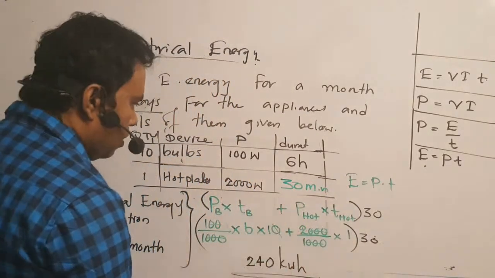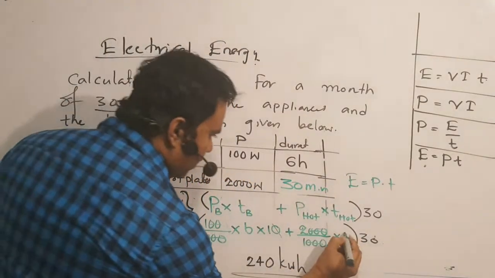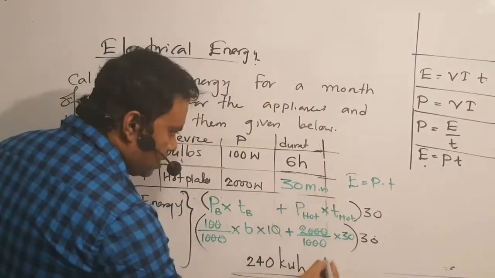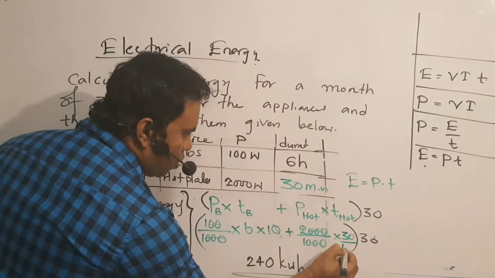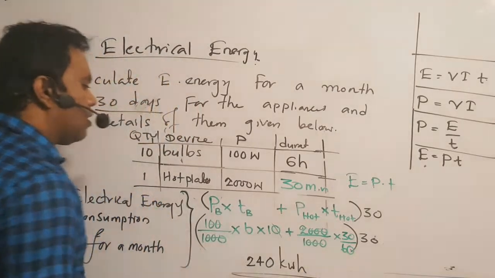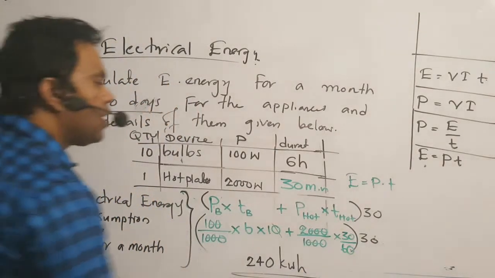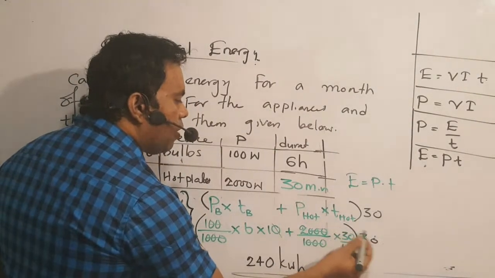Okay, so therefore you have to put that 30 here. That's by minutes. So to convert that into hours, you have to divide it by 60. Then you can end up with 0.5 hours.